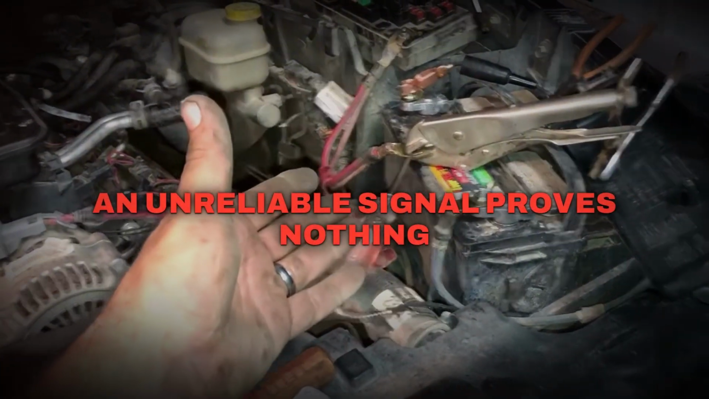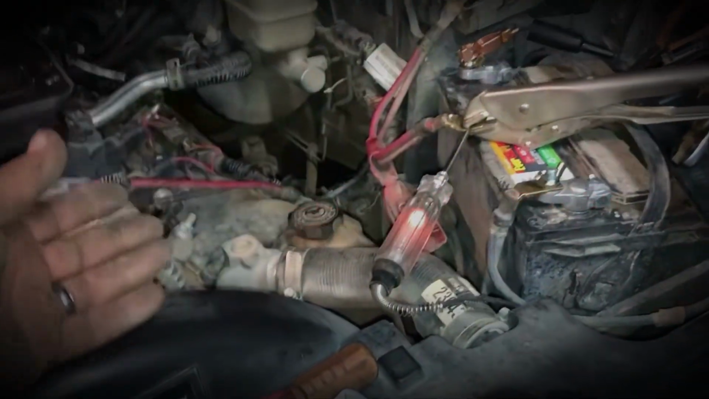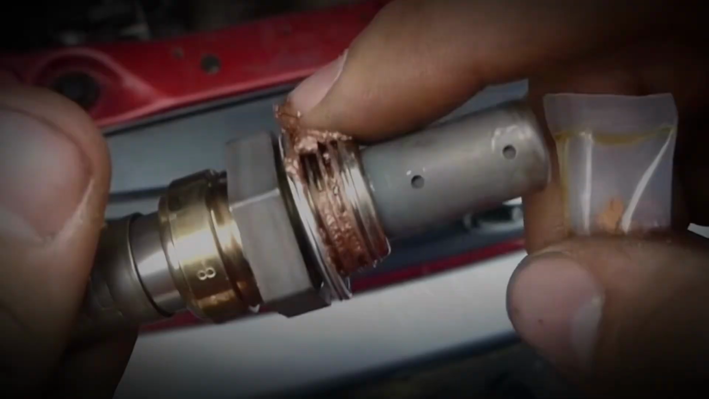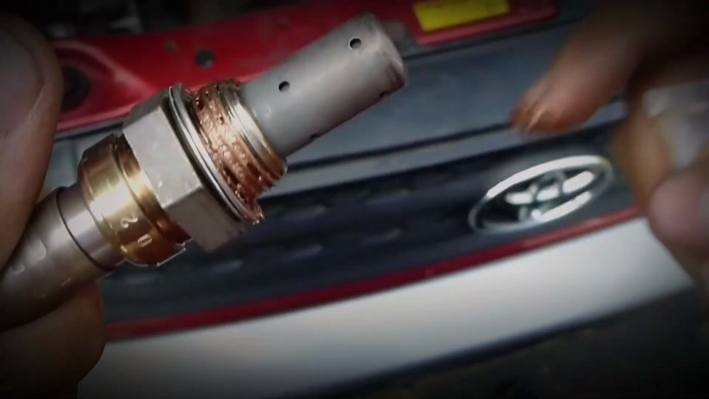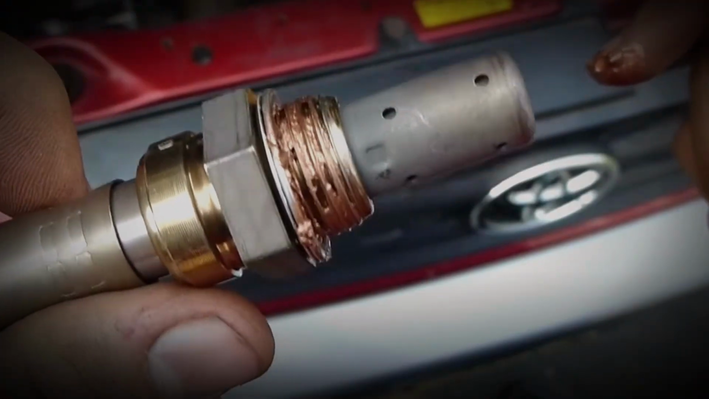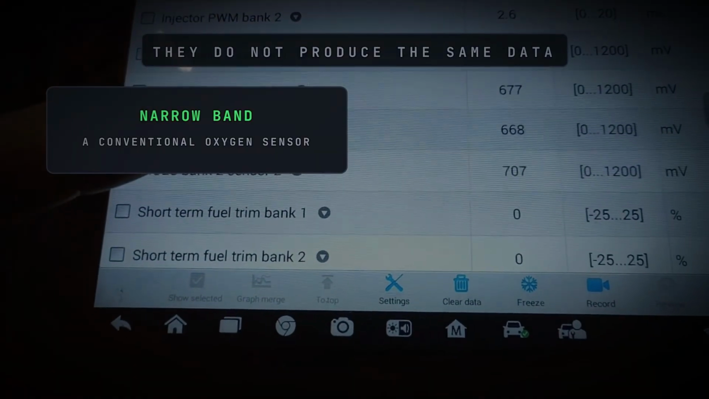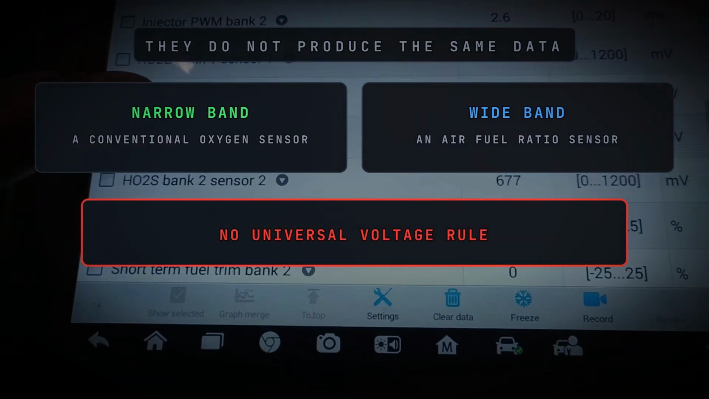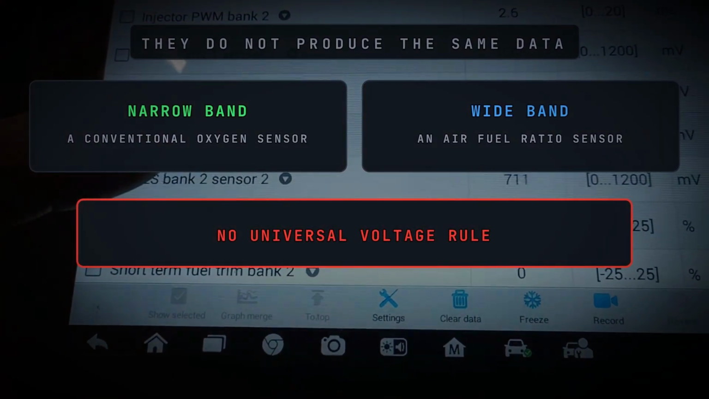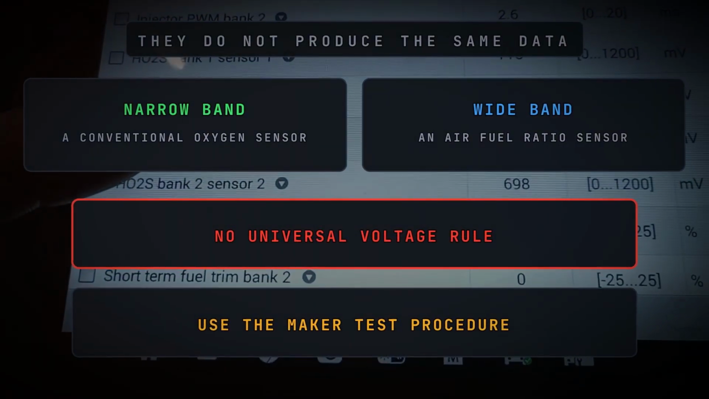A signal that is not reliable cannot be used to judge the converter confidently. Next, identify which sensor type the vehicle uses. A conventional narrowband oxygen sensor does not produce the same data as a wideband air-fuel ratio sensor. Do not apply one universal voltage rule to every vehicle. Use the correct data parameter and the manufacturer's test procedure.